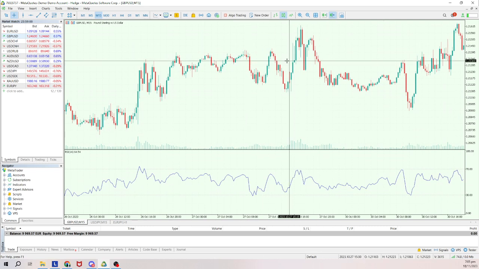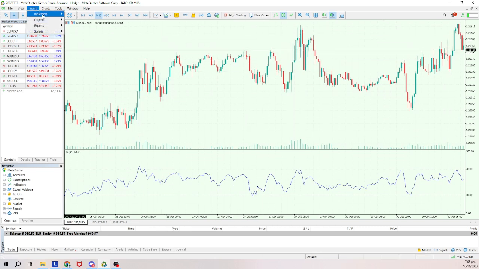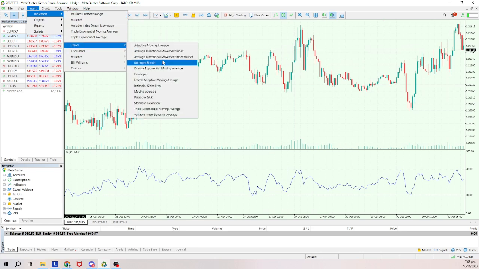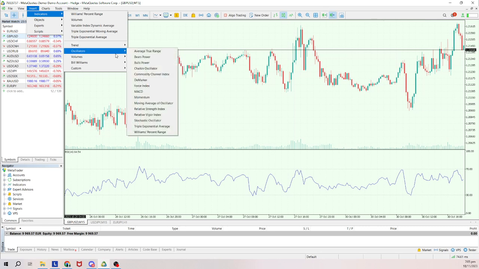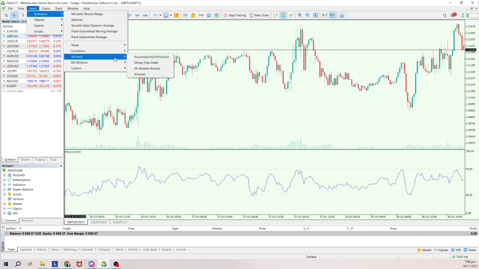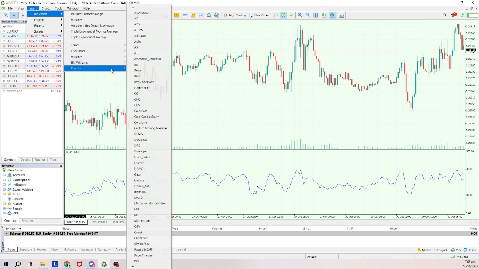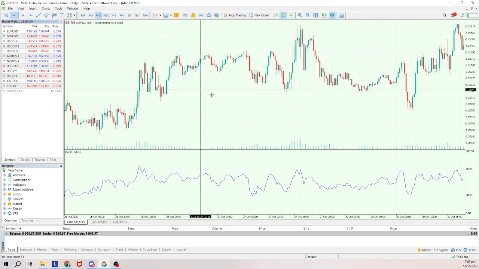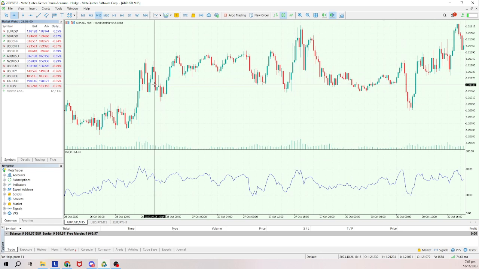Again, this is just an indicator. Along with, for example, volumes, along with double exponential moving average, Parabolic SAR, average true range, and volumes we have, and there are all the other custom ones that are made as well. So there is no right or wrong indicator. It just really depends on your trading style.